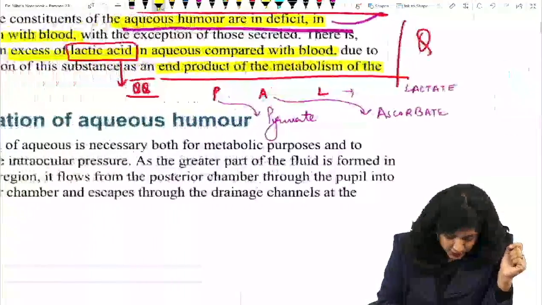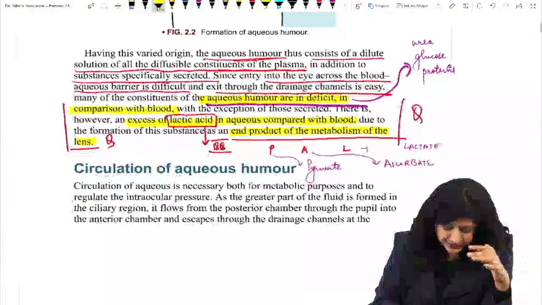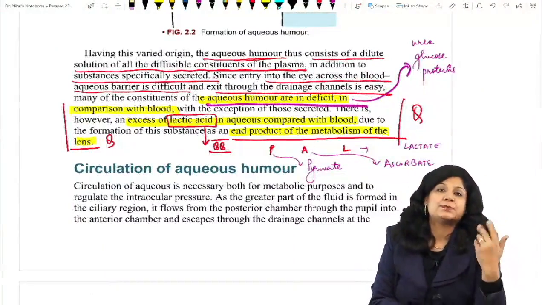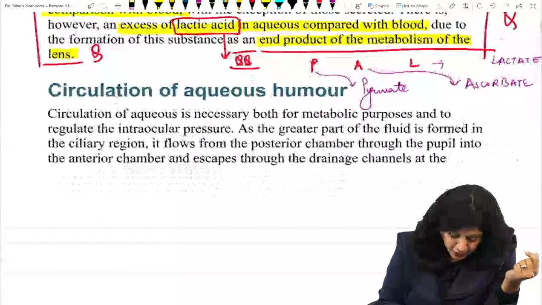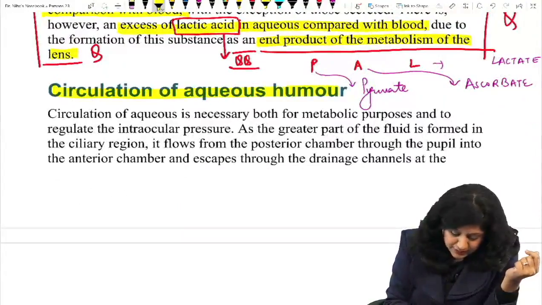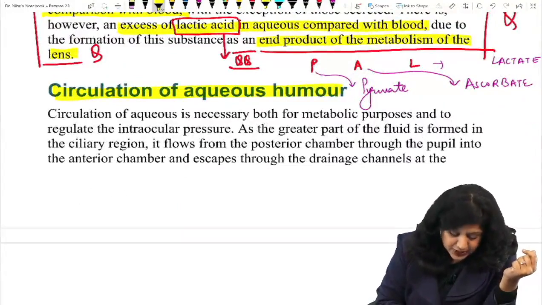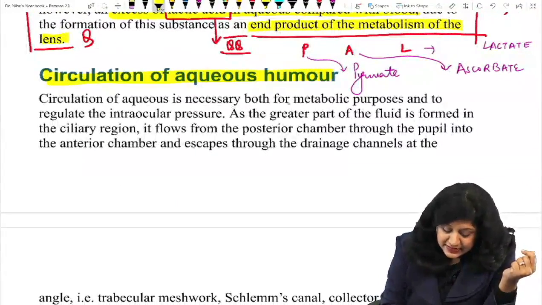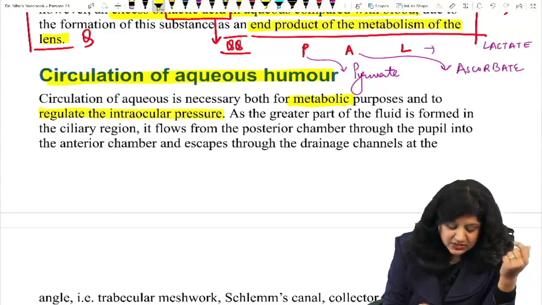Alright, so in the last session we had already discussed the different aspects of the aqueous humor. Now we'll be doing the circulatory part of the aqueous humor. Circulation of aqueous is necessary both for metabolic purposes as well as to regulate the intraocular pressure.